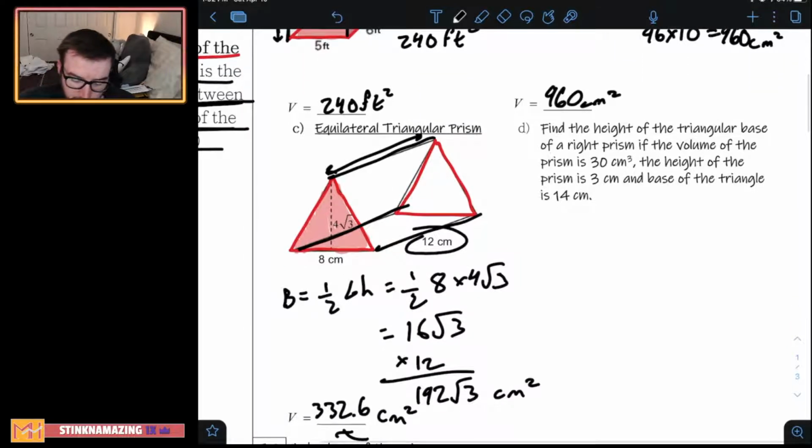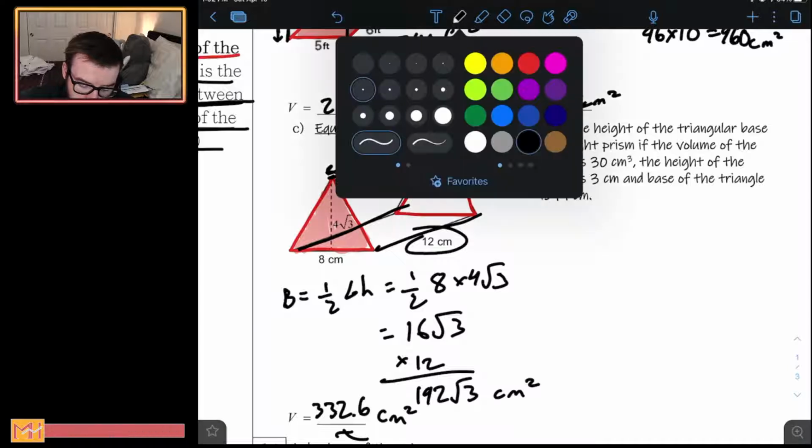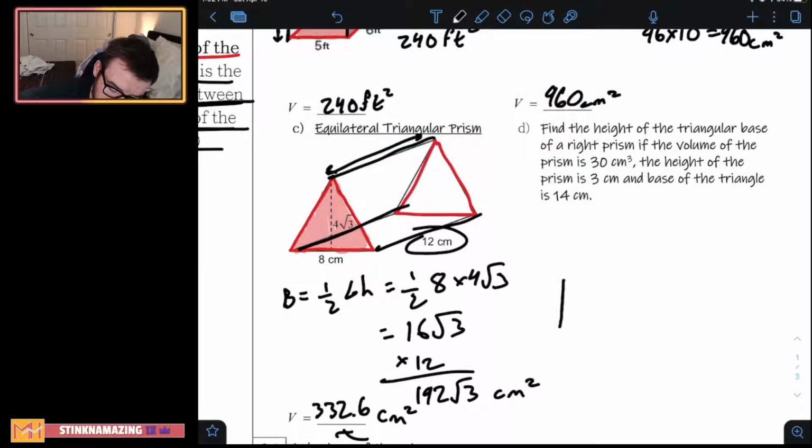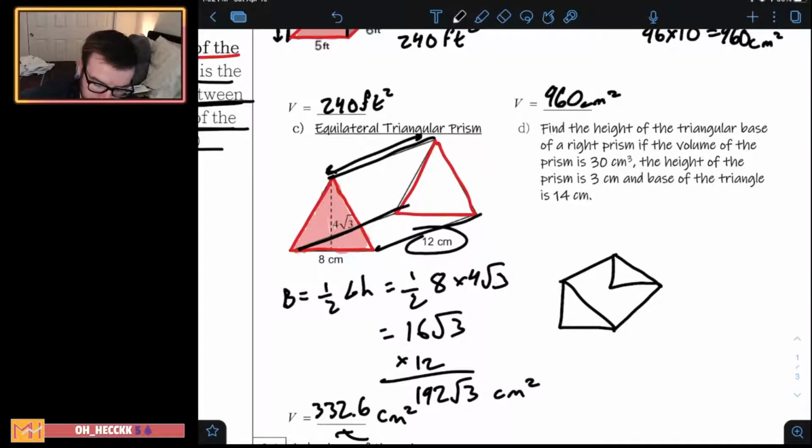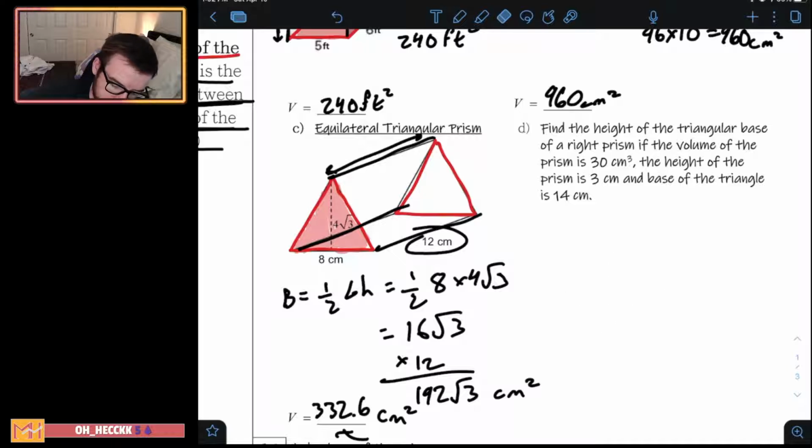Let's do this one. Find the height of the triangular base of a right prism if the volume of the prism is 30 centimeters cubed. The height of the prism is 3 centimeters and the base of the triangle is 14 centimeters. So let's draw this right triangular prism. It looks like this. That's terrible.